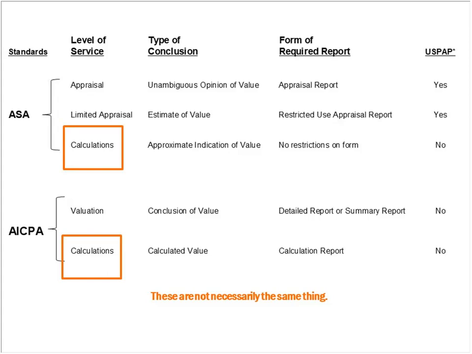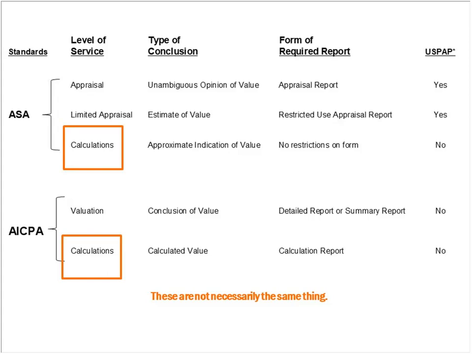In fact, the AICPA business valuation standards have a different definition for calculations. Under the AICPA standards, if you hire someone to perform a calculation, they cannot render an opinion, a conclusion of value. What they're giving you is a calculated value, which is basically arithmetic. So you just need to be a little bit careful about who you're retaining and what standards they're going to follow. The standards should give you some level of comfort that things are being done properly.